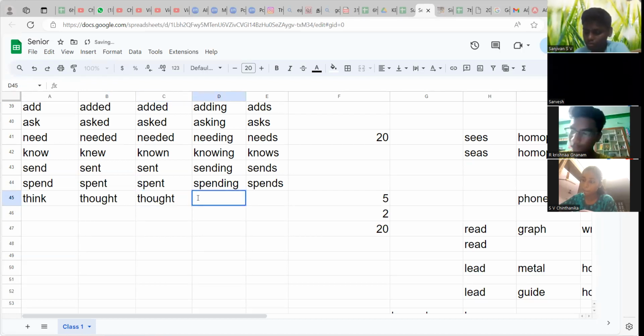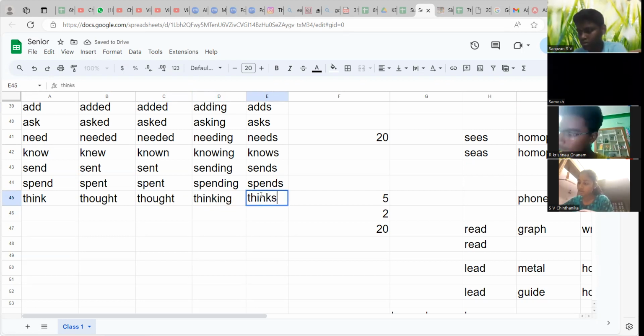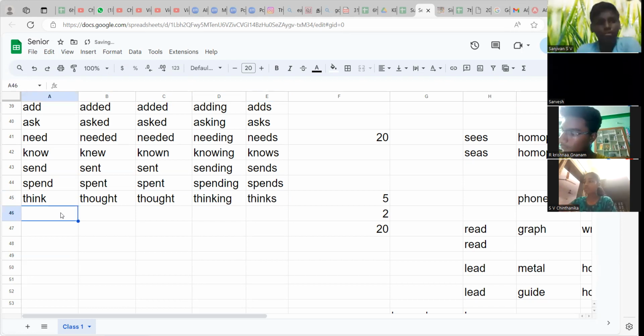Some important words are coming. Thinking, thinks. We want to focus on this. Very few minutes are left. This will go just like that. You want to take care of the notes.